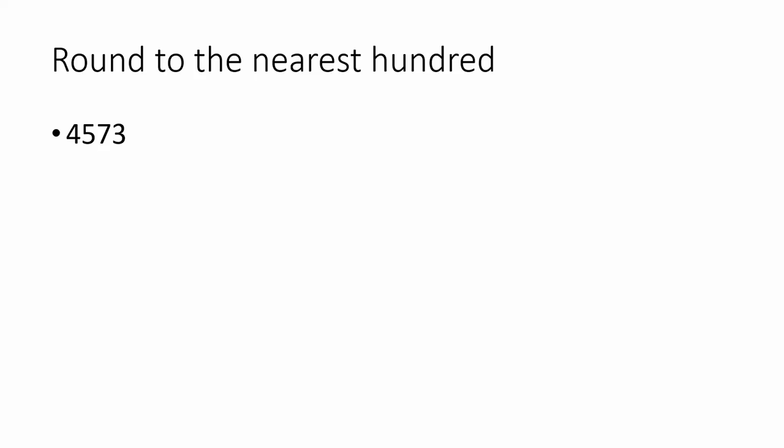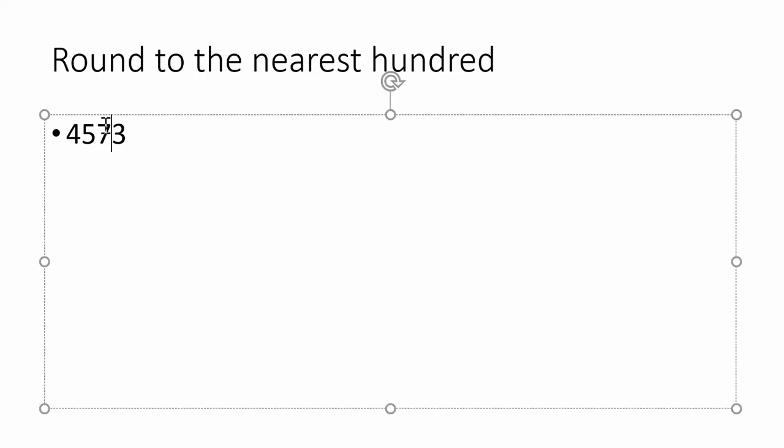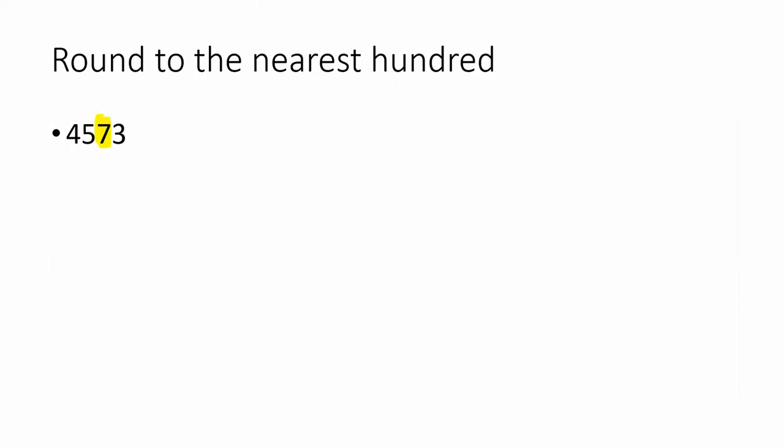We can round larger numbers to the nearest hundred. 4,573. The 5 is in the hundreds place. We're looking at our tens place. The 7 is in the tens place. The 7 in the tens place means we're going to slide to the bigger valley. So we're going to slide to the next valley. That means my hundreds place is going to go up by 1. I will slide to the 4,600 valley because 4,573 is closer to 4,600 than it is to 4,500.